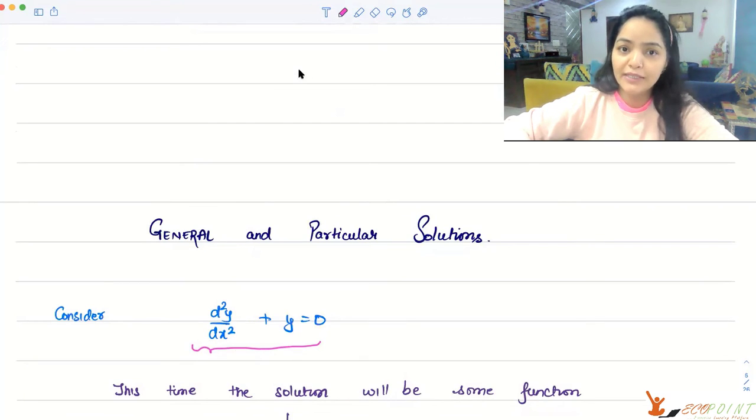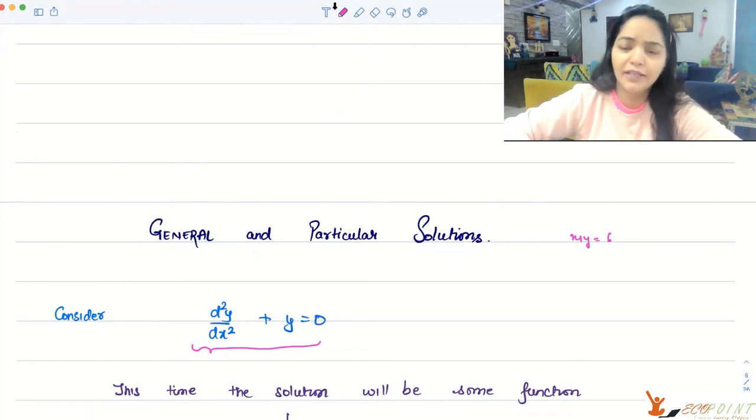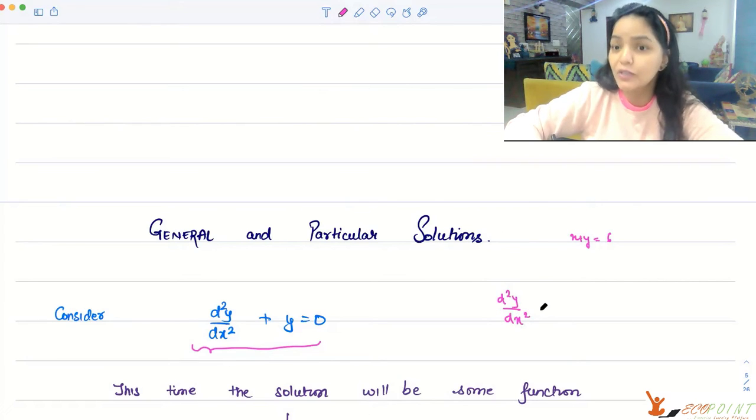This time the solution will be some function. See, if suppose you have x plus y equals 6, then you have infinitely many solutions, and you will be giving values to whatever number. You will keep on giving values to x and y such that the total turns out to be 6. But this time, what you're saying is that d2y upon dx square plus y equals 0, which basically means, in some sense, that when you differentiate y with respect to x 2 times, you're getting minus y.